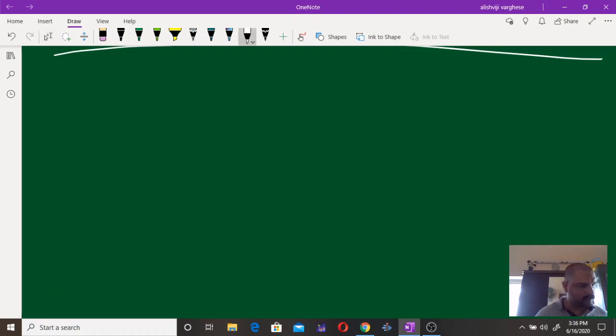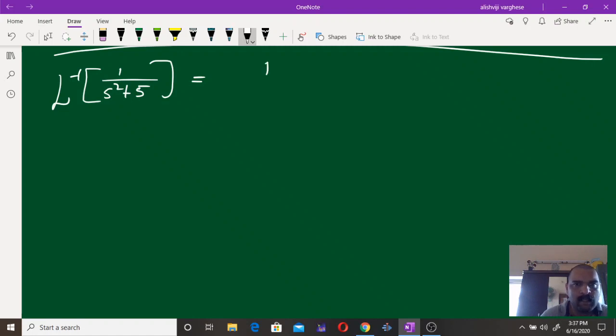Now let's consider another function. What about L inverse of 1 by s square plus 5? It's merely a simple one. This can be written as 1 by s square plus root 5 the whole square. So it is 1 by s square plus a square.